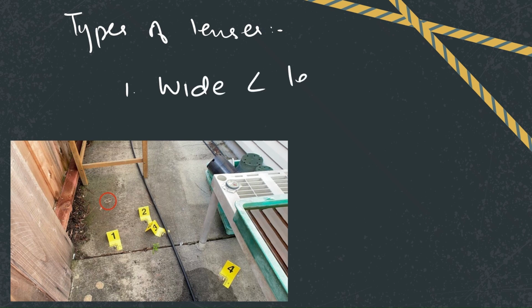Now let's talk about the types of lenses that are used in crime scene photography. Along with the camera body, the choice of lens is equally critical. Okay, let's go through each one of them. Let's talk about the first one, which is the wide angle lens. Now, this one ranges from 14 mm to 35 mm. These are used for overview and mid-range photography.